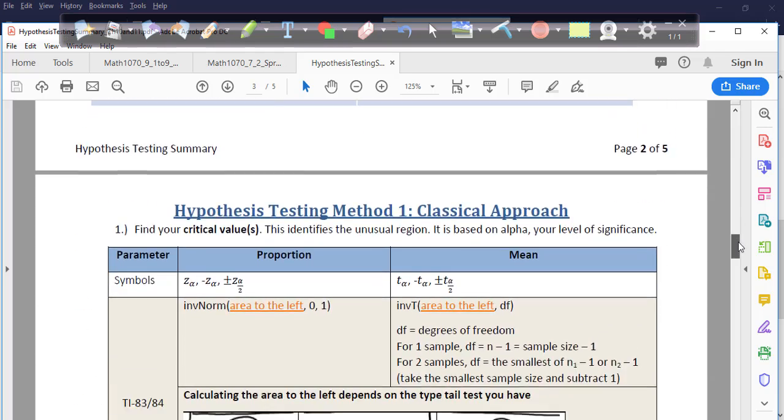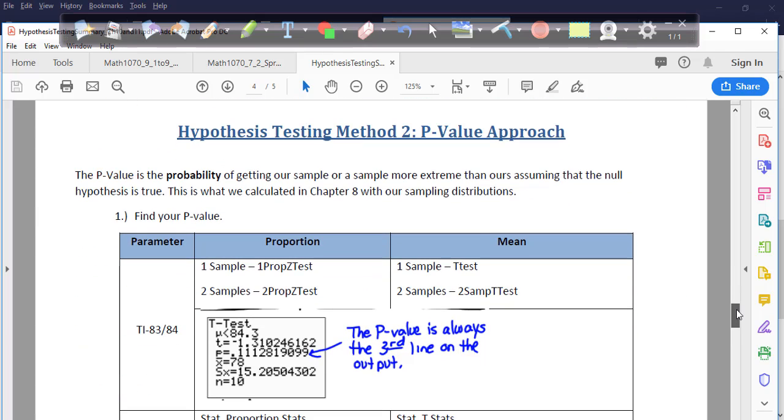Now let's get into the p-value approach. Your p-value is a probability, and it's the probability of getting your sample or a sample more extreme than yours, assuming that the null hypothesis is true. Assuming that the null hypothesis is true.